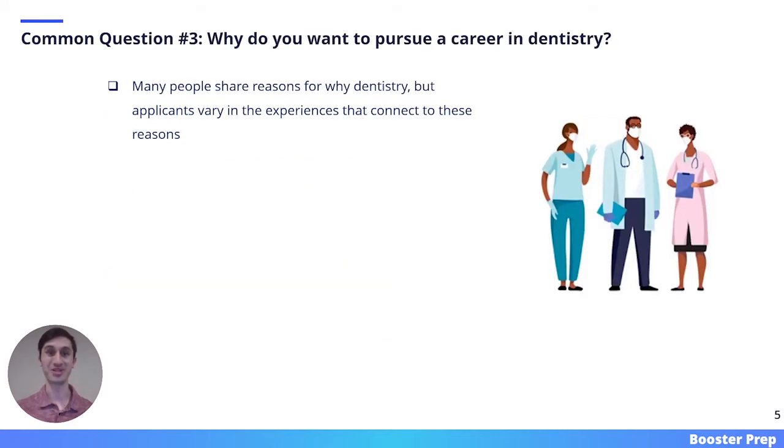Another common question is, why do you want to pursue a career in dentistry? Many people share reasons for why dentistry, but applicants are distinguished by the experiences that connect to these reasons.